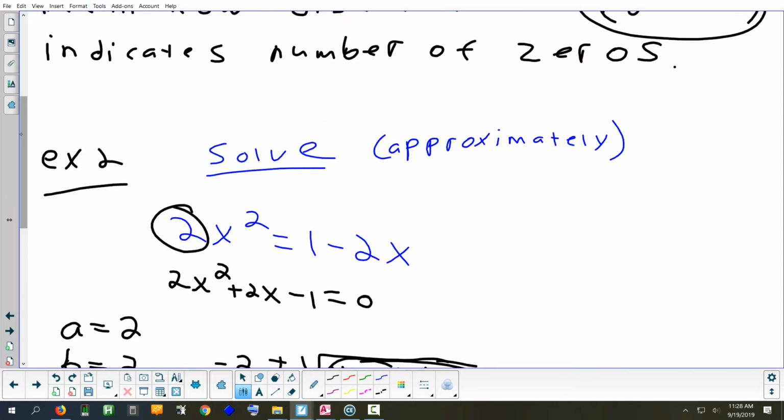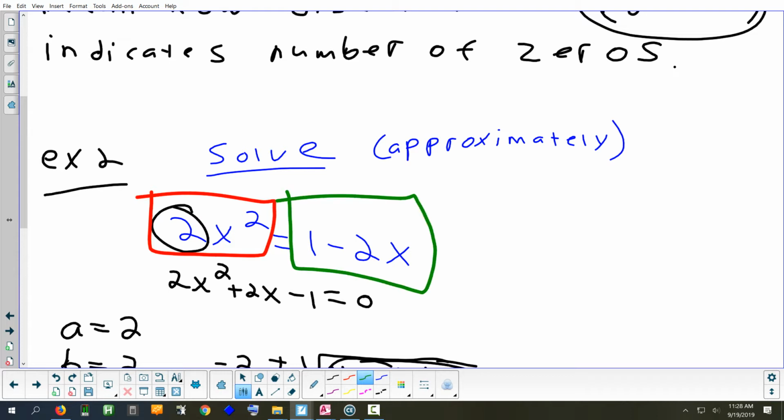Now, if we wanted, I'm not going to do it this way, but if you wanted to do it on the calculator, I would put that in y1, put that in y2, and then what feature could you use that we've used before? You put what's in red in y1 and what's in green in y2.